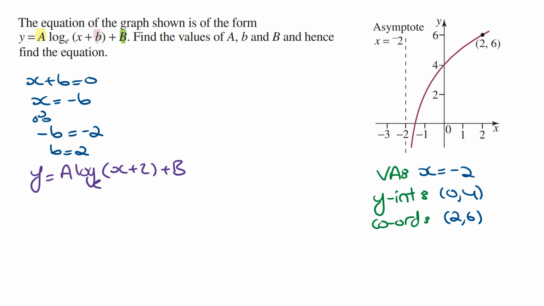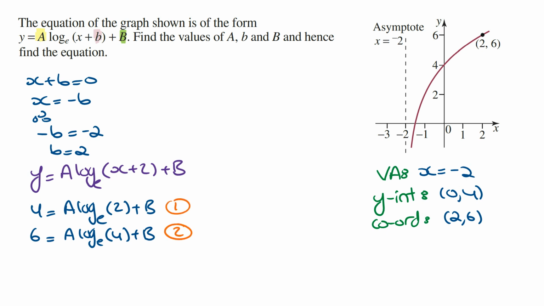Next, using the coordinates of the 2 points on the graph, we can substitute the points into the general equation. So when x is equal to 0, y is equal to 4. And so we can write this as 4 is equal to A log e (0 plus 2), which is just 2, plus B. And when x is equal to 2, y is equal to 6. And so we can write this as 6 is equal to A log e (2 plus 2), which is 4, and then plus B. We now have two equations with two unknowns. We can call this equation 1 and this equation 2.